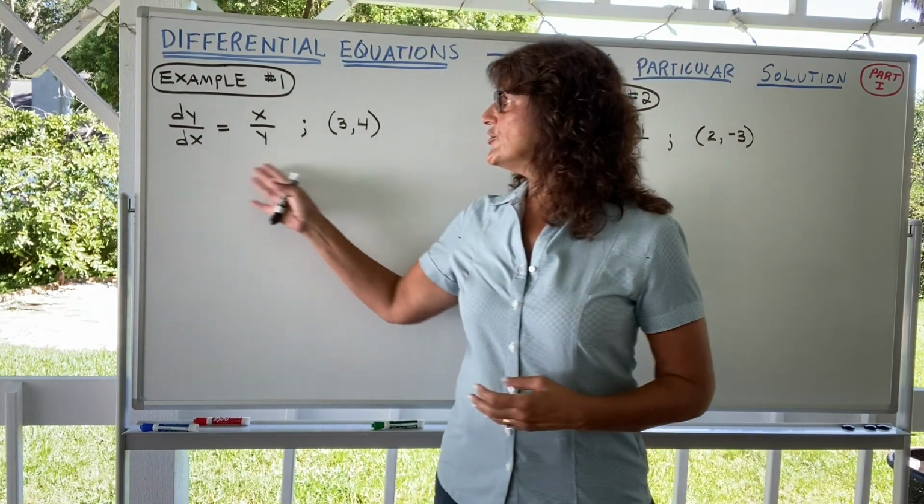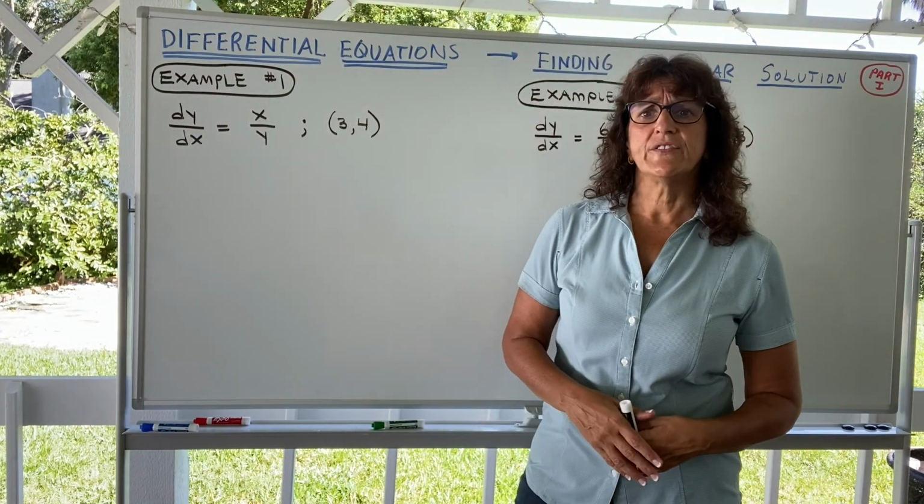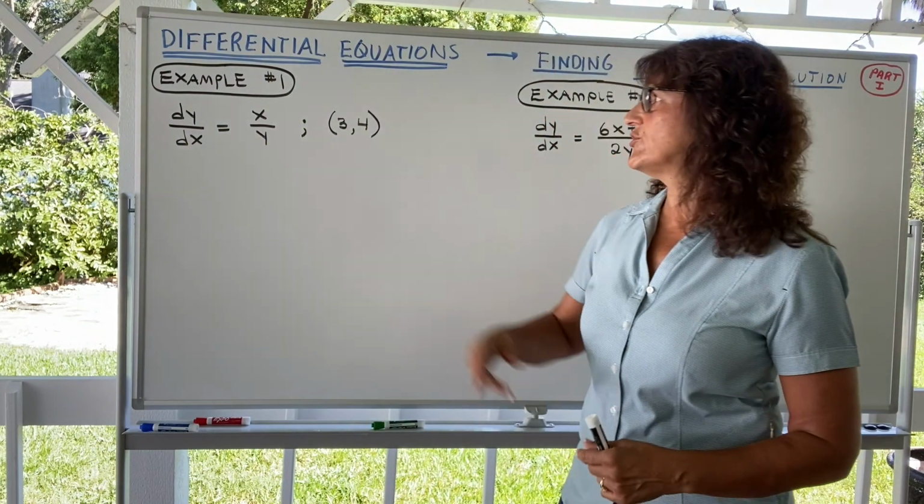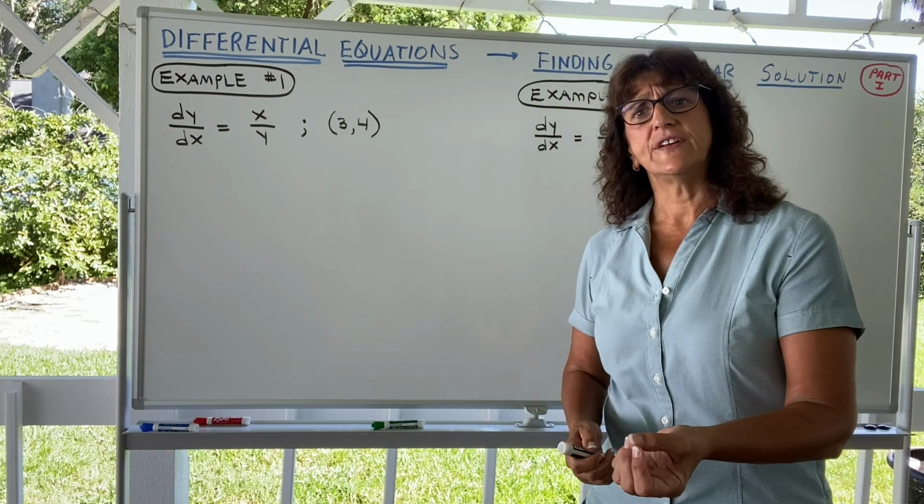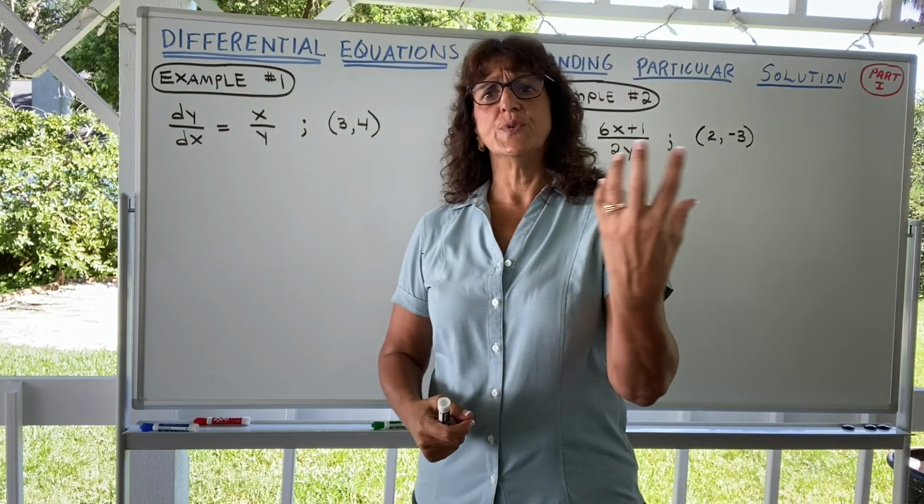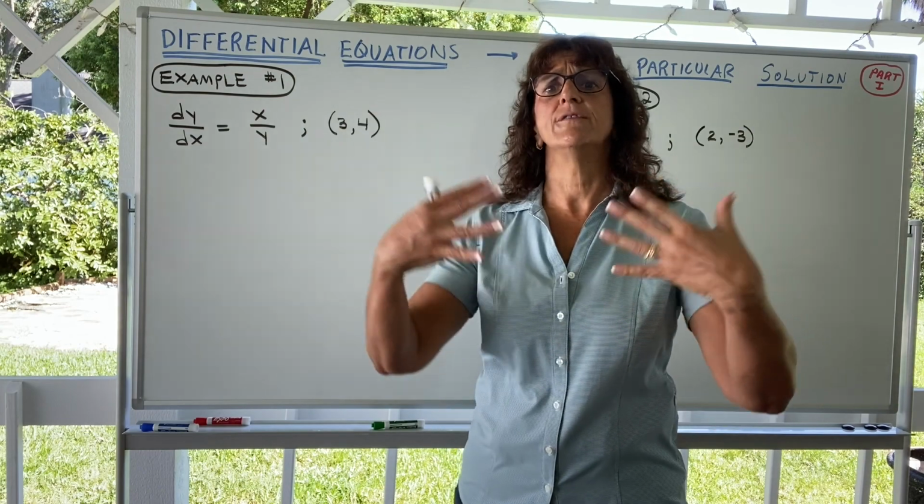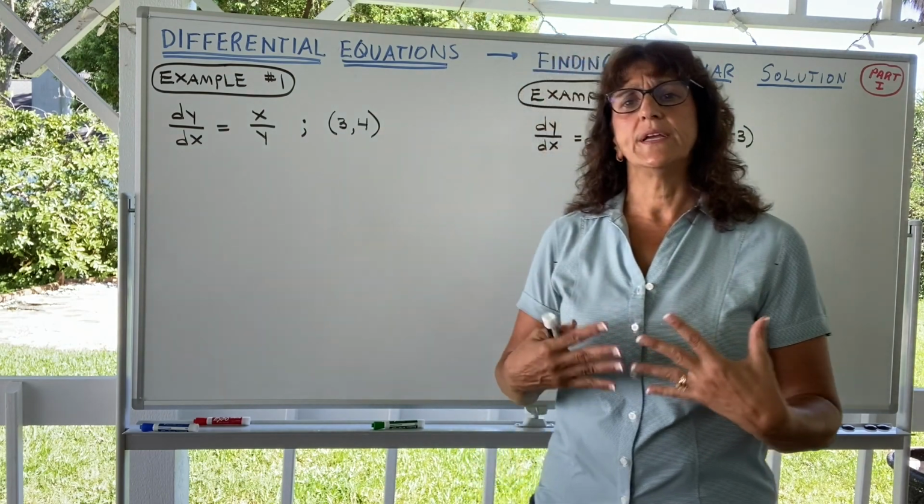So, first order differential equation. In example 1, we're given dy/dx equals x over y. The initial condition is (3, 4), and we want to solve it. A differential equation is a derivative equation, a rate of change. To solve it, we want to find the function. We want to break it down and find the function.